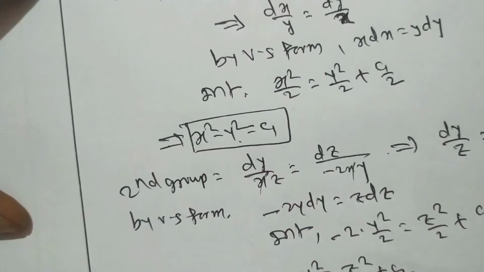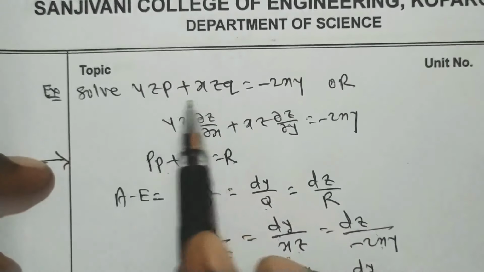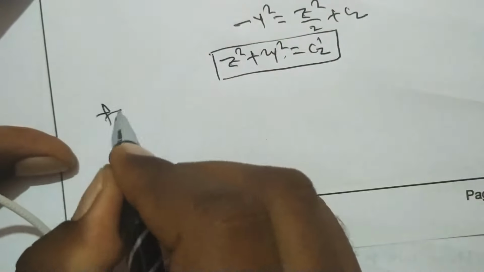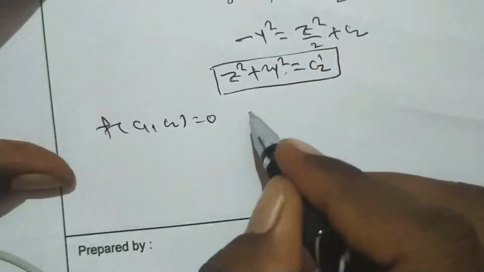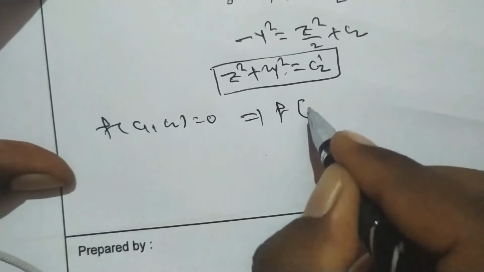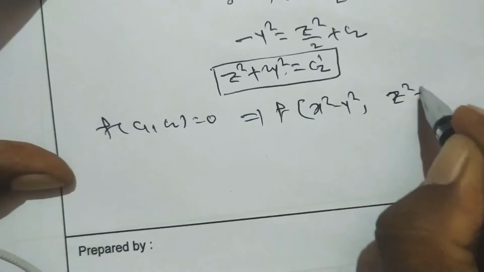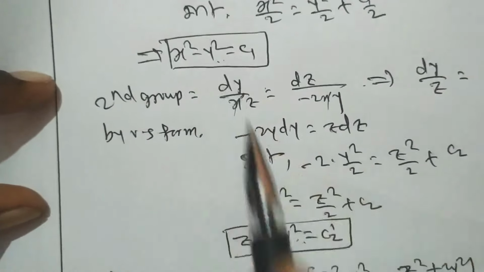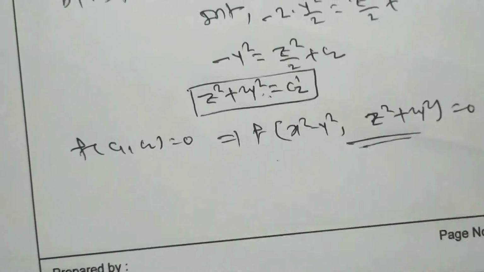Now these two solutions are the solution of this auxiliary equation, but our question is to solve this. We want the solution of this Lagrange's equation. So how do we write the final solution of the given Lagrange's equation? That is f of u, v equal to 0, or f of c1, c2 equal to 0. Now what is the value of c1? That is, f of c1, which is here x square minus y square, and c2 is z square plus 2y square, equal to 0. This is c2 and this is c1. So this is the final solution of the given partial differential equation.